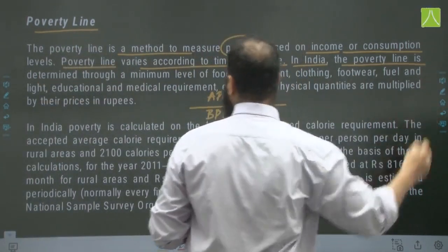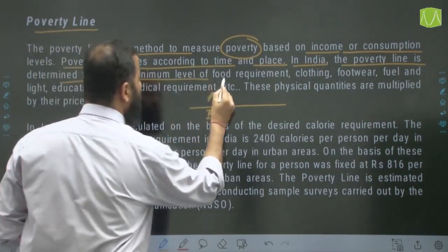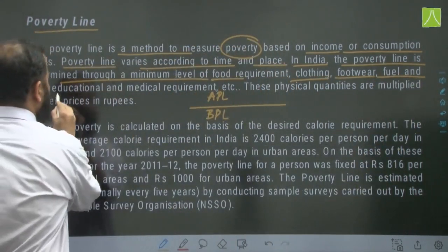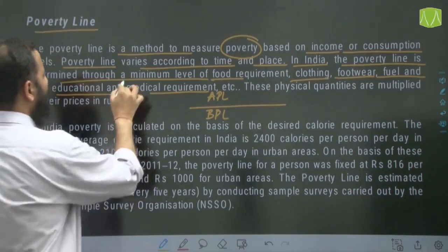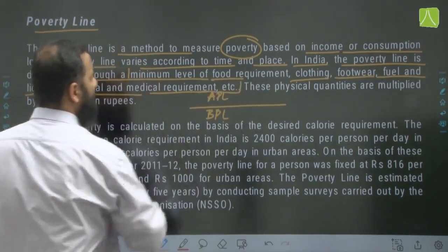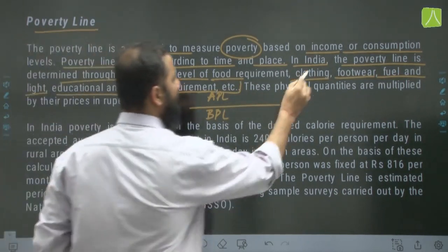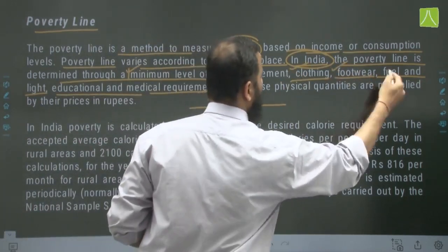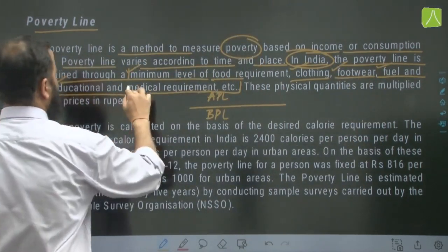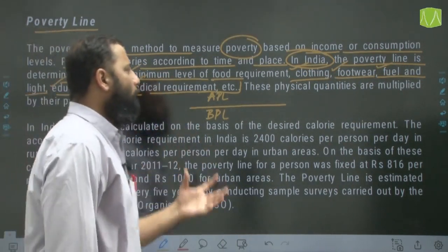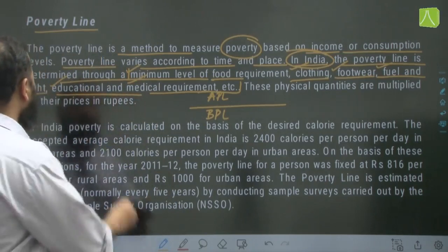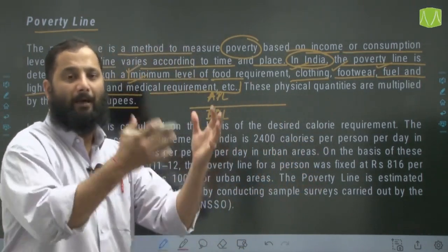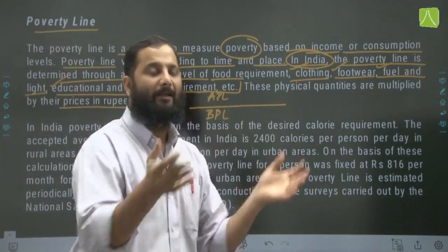इन इंडिया द पावर्टी लाइन इज डिटरमाइंड थ्रू अ मिनिमम लेवल ऑफ फूड रिक्वायरमेंट, क्लोथिंग, फुटवेयर, फ्यूल एंड लाइट, एजुकेशनल एंड मेडिकल रिक्वायरमेंट एक्सेट्रा. तो ये कुछ बेसिक मिनिमम रिक्वायरमेंट्स हैं जिसके बेसिस पे हम पावर्टी लाइन को मेजर करते हैं इंडिया में. ओके, एक तो हो गया आपका मिनिमम लेवल ऑफ फूड, क्लोथिंग चाहिए आपको, फुटवेयर, फ्यूल, लाइट, एजुकेशन एंड मेडिकल रिक्वायरमेंट. दीज फिजिकल क्वांटिटीज आर मल्टीप्लाइड बाय द प्राइसेस इन रुपीज. तो हमें उससे एक मिनिमम अमाउंट पता लग जाता है जिससे हम बेसिकली ये कैलकुलेट कर पाते हैं कि पावर्टी लाइन क्या हो सकती है.